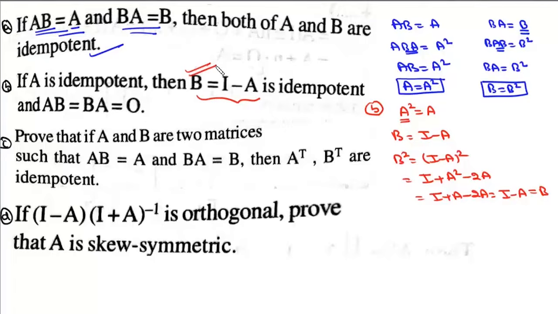Now we'll also need to prove that AB and BA are equal to 0. Now we multiply A here, we'll get AB and it'll be equal to A minus A square, and since A is idempotent, A minus A square is 0. So from here we can say AB equals BA, it must also be equal to 0.